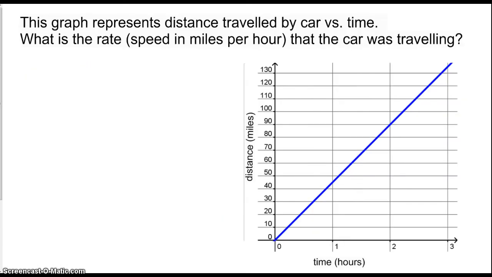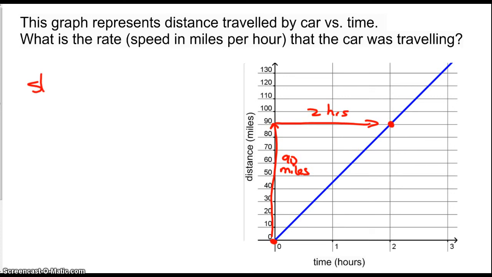Okay, so one last topic here. This graph represents the distance traveled by a car versus time. Okay, what is the rate, the speed in miles per hour, that this car was traveling? Well, in a way, remember I said rate is like a slope. So let's take a couple of points that are on this graph. This point is 0, 0, right? And the next intersection I see is up here with the grid. So how far up do I go? I go up 90, right, for every 2 hours. This is actually now 90 miles. I go up 90 miles for every 2 hours that I travel, right?